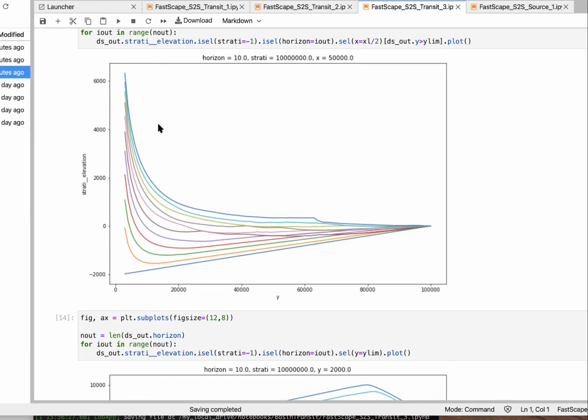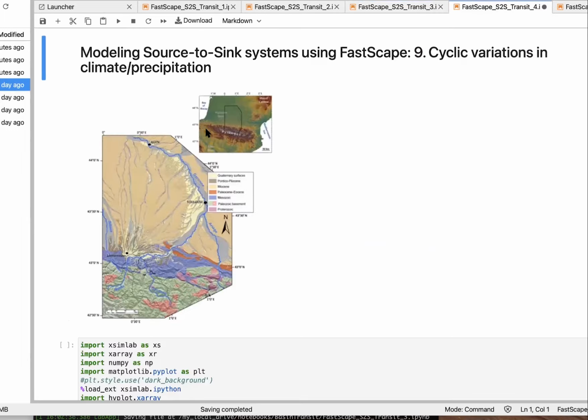So I'm going to stop that, but just by hinting about what we're going to do with the four, you kind of guess what we're going to do now, cyclic variation in precipitation rate. But not in the source, in the basin.